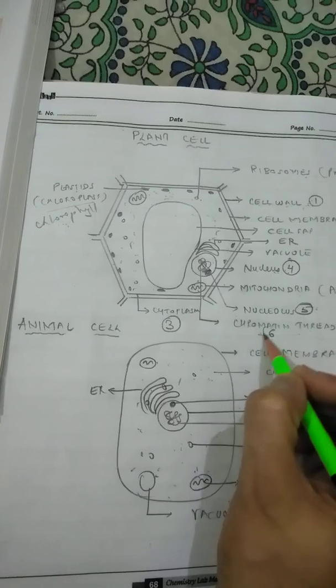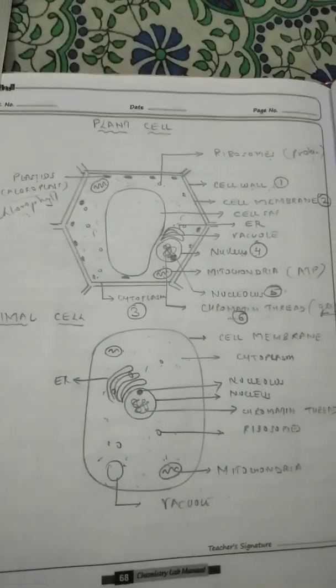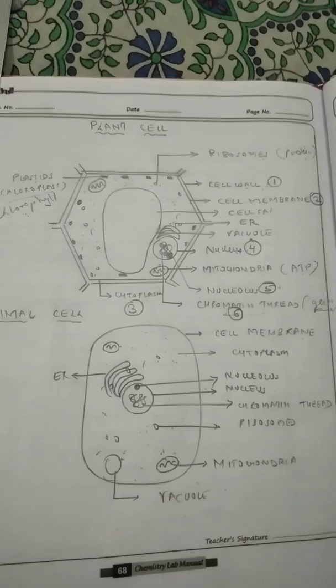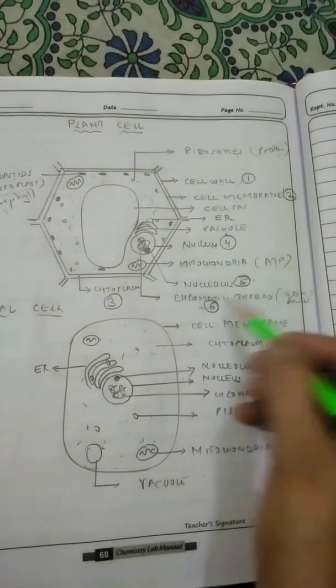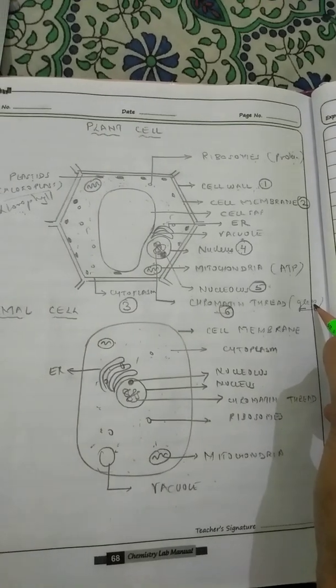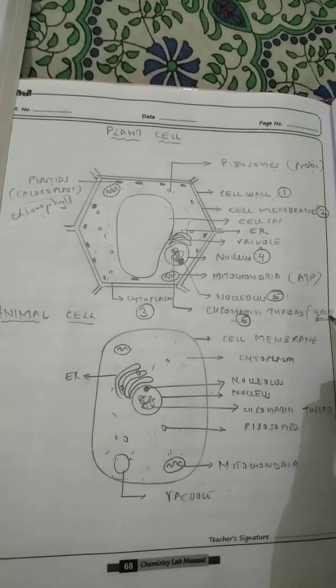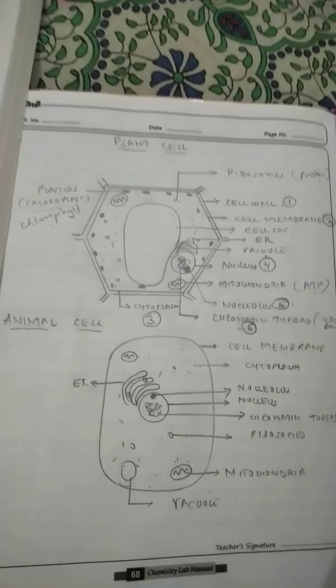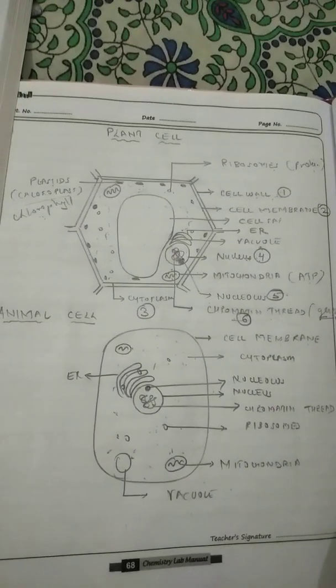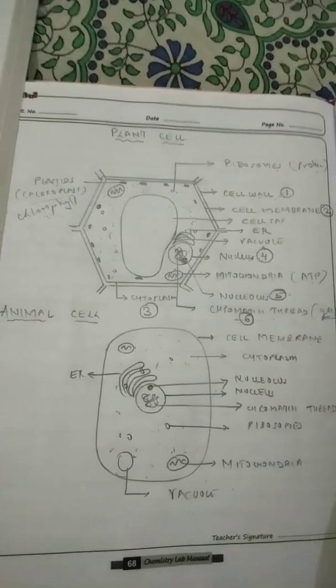These thread-like structures are called as chromatin threads. These chromatin threads contain genes, and these genes can be passed from one generation to the next, that is from parents to their children.